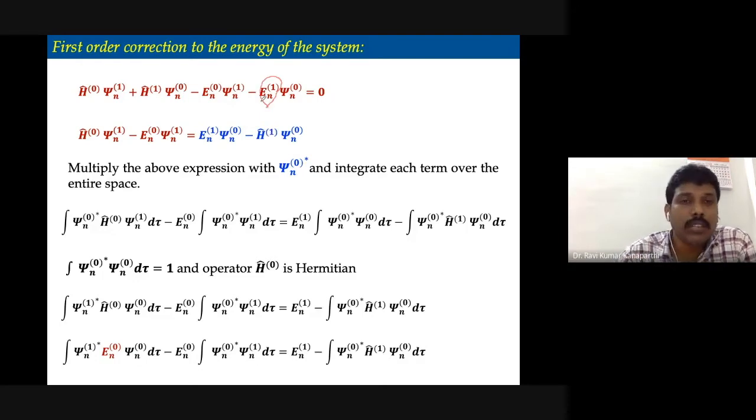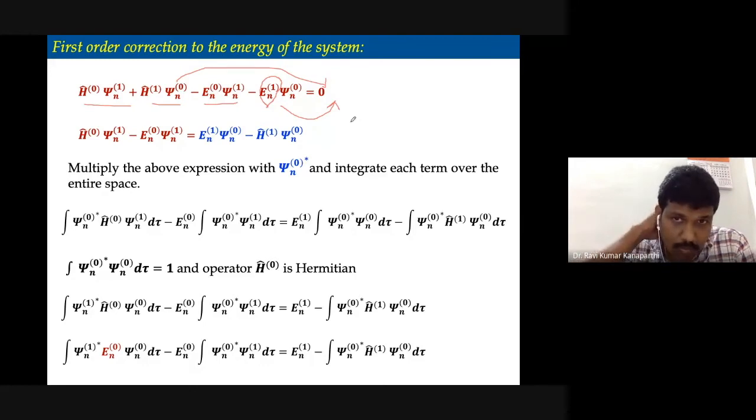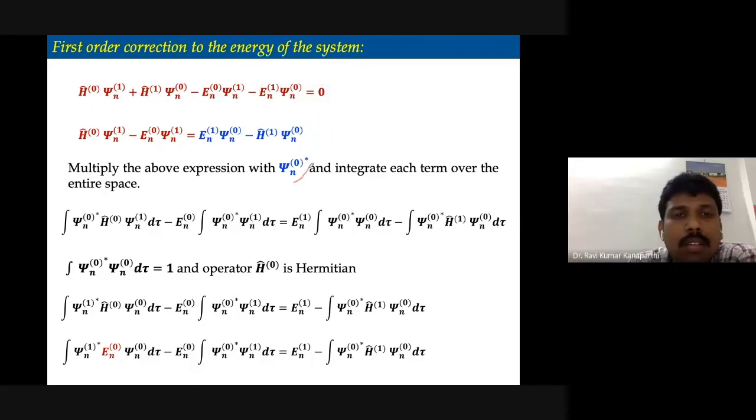Now what is done here is that this particular term and this particular term are kept on this side, and the remaining terms are taken to the other side. This one is moved to the other side of 0. Similarly, this is also moved to the other side of 0. Right hand side, both were moved. Now we can multiply the above expression with the complex conjugate of psi n of 0.